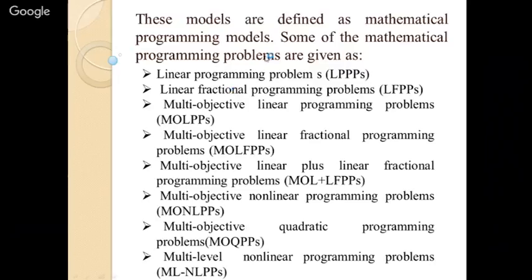So these models are defined as mathematical programming models. I have given some examples, like linear programming problems. As we all know, it is a simple form of problem with one linear objective function, a set of linear constraints, and some non-negativity restrictions. Then we have non-linear programming problems, where the objective function is non-linear, or maybe some constraint is non-linear. Non-linear means the relationship between the decision variables is not linear, or the mathematical expression involves degree more than one.